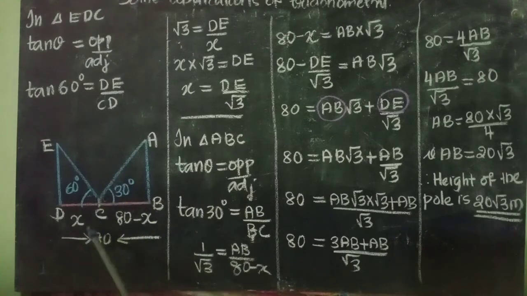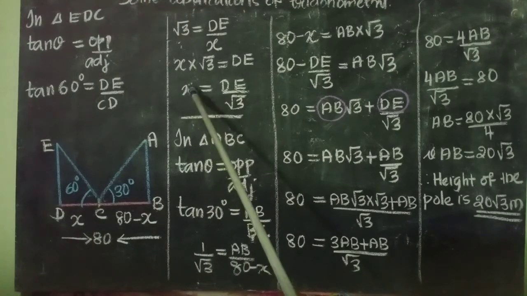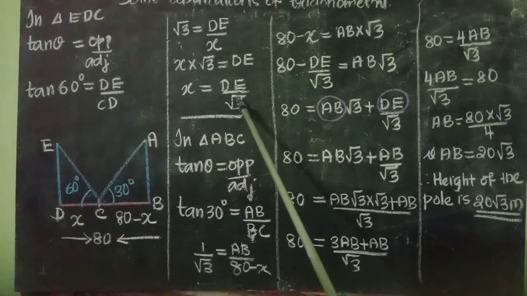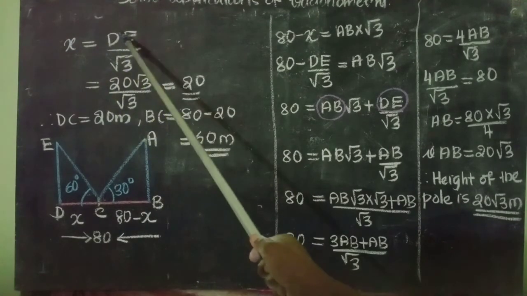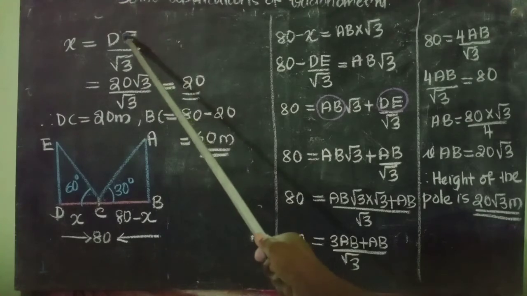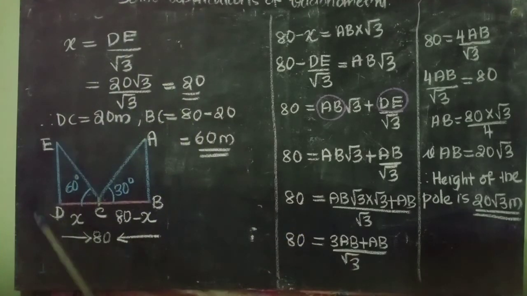There is one more question, find the distances. That means we need to find out what is DC and what is BC. DC is x. BC is 80 minus x. Here we know what is x. x equal to DE by root 3. DE is the height of the pole. We proved height of the pole is 20 root 3 meter.